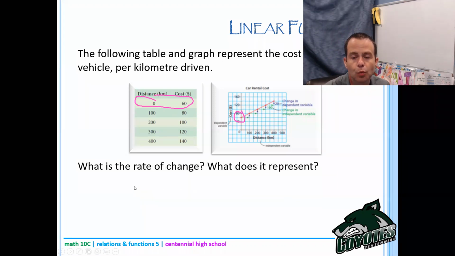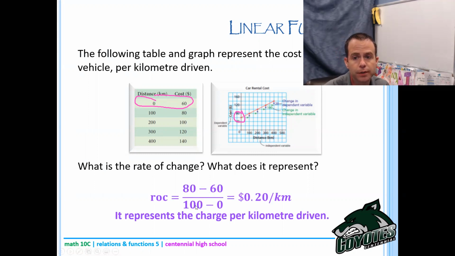Okay. What is the rate of change and what does it represent? So what we're gonna do is we're gonna pick 2 points. I'm gonna pick them off the table just because it's easier to read than the graph. My graph is a little small and blurry here, but I'll just take them right off the table. It doesn't matter which 2 points you pick. You can pick any 2 points you want, okay?